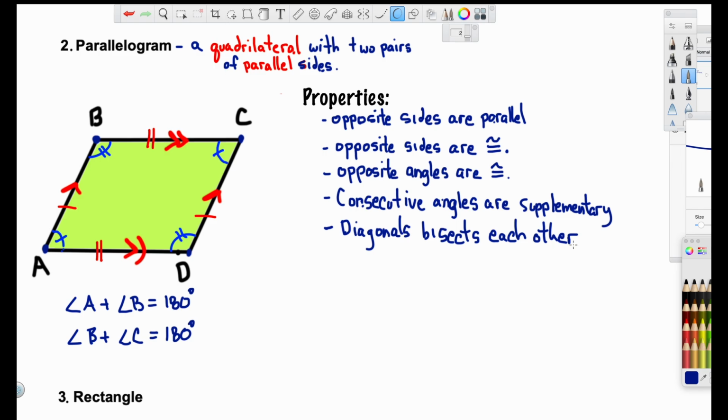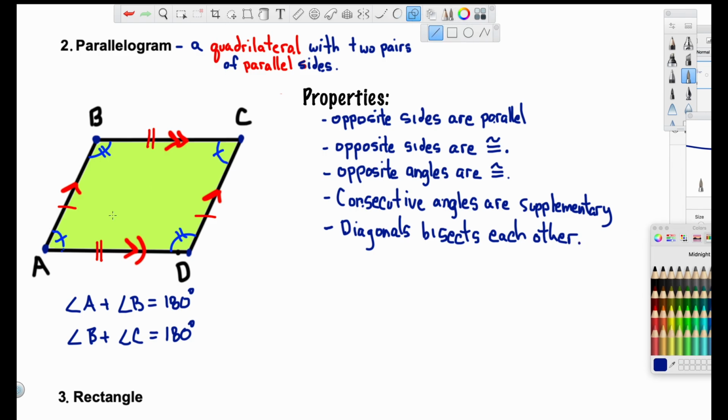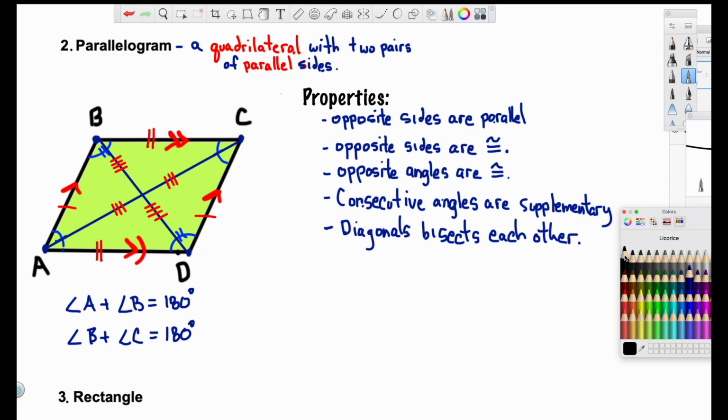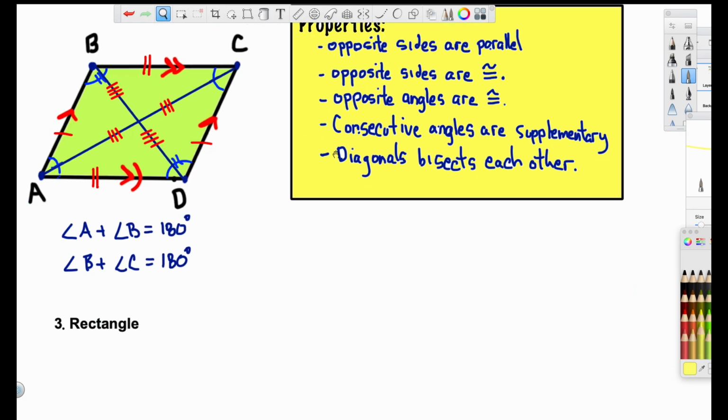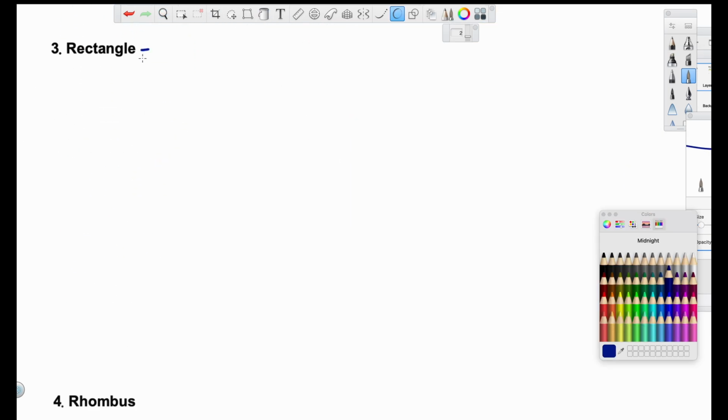We also know that the diagonals of the parallelogram are going to bisect each other. So they're intersecting at each other's midpoint. So put some hashes on that. Let's box that in. And then that is a parallelogram.